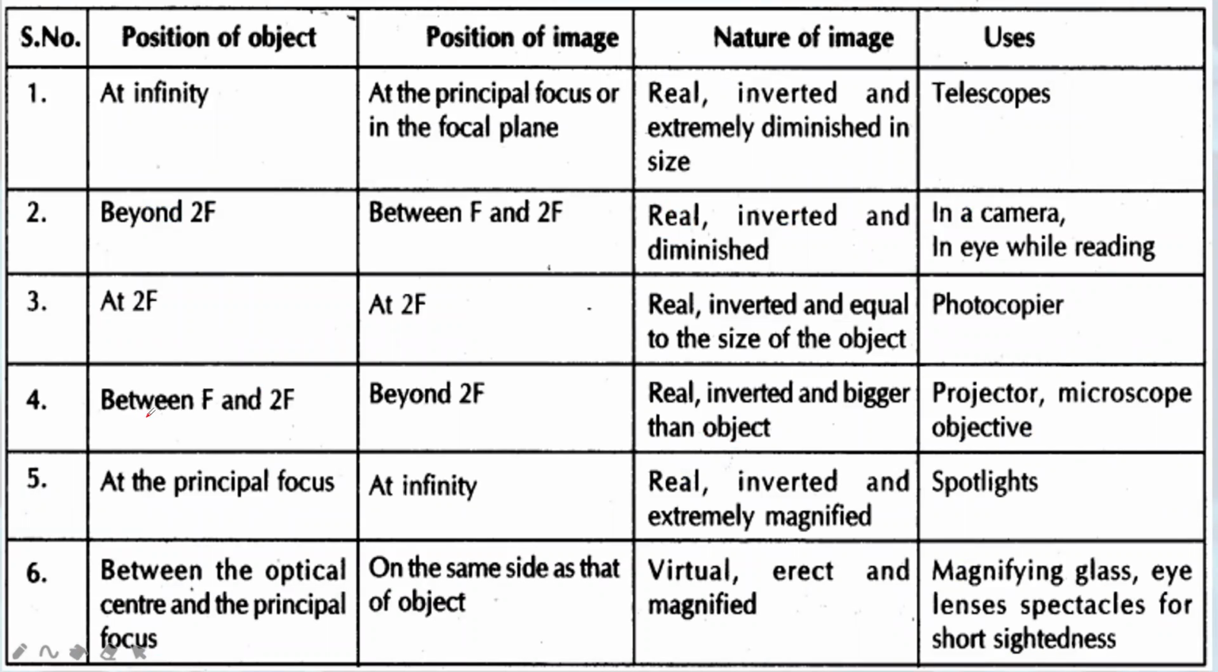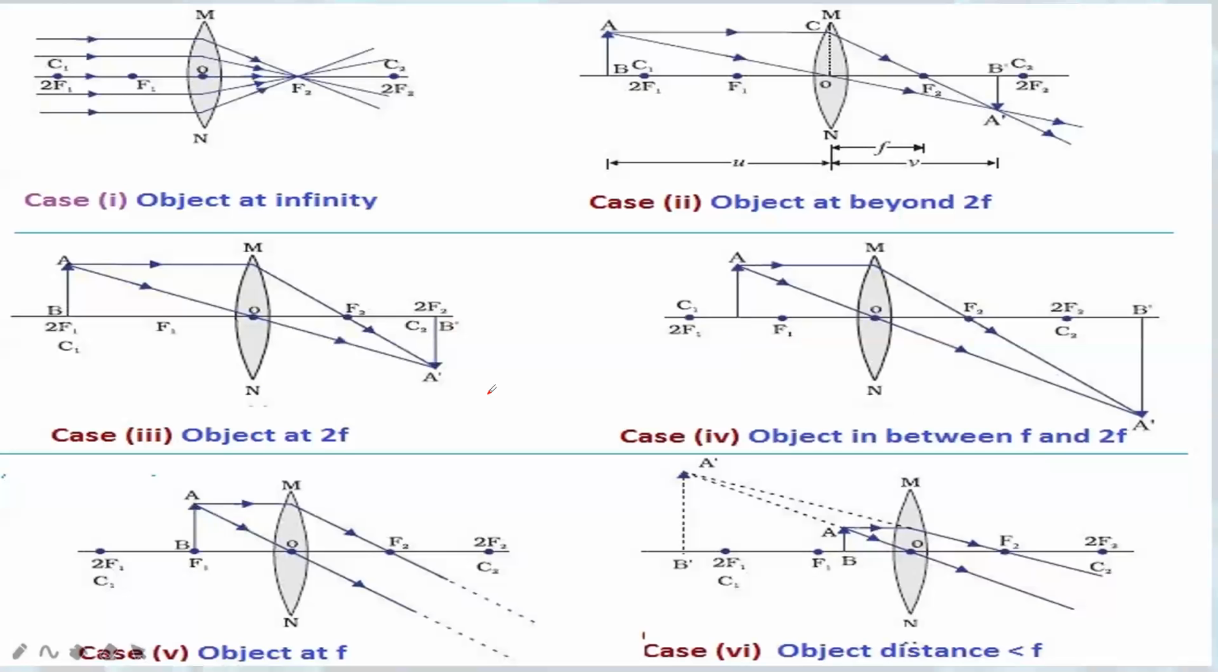Fourth case, object is present between f and 2f. So the image is formed beyond 2f. This image is real, it is inverted and it will be magnified. That means it will be bigger than the object. This is the fourth case.